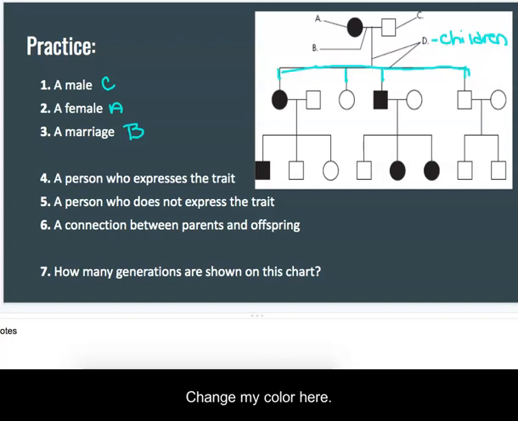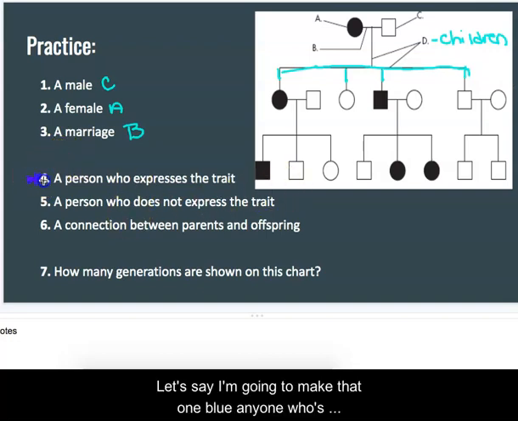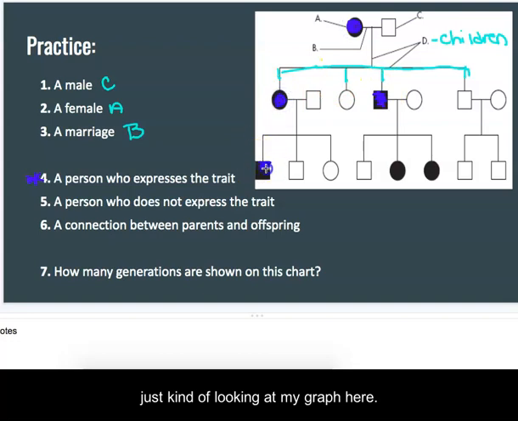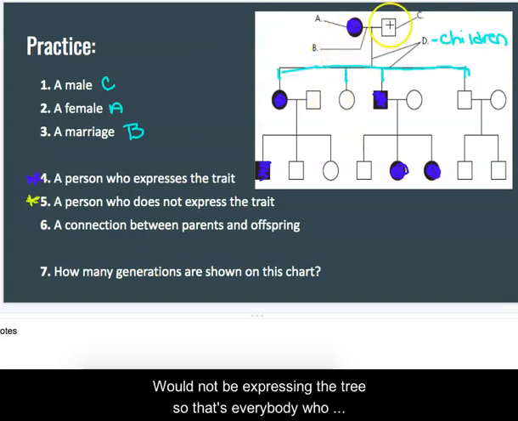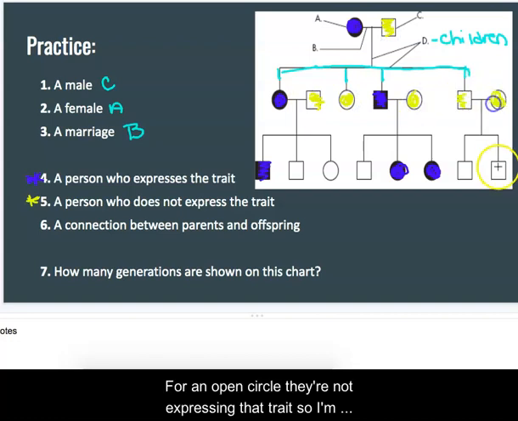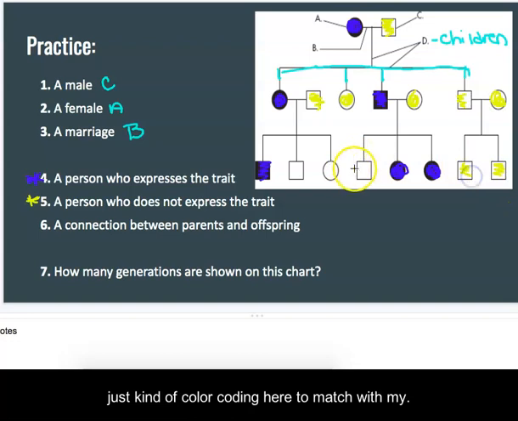I'm going to change my color here. Let's say I'm going to make that one blue. Anyone who's expressing the trait is someone who is shaded in. So just looking at my graph here, anybody who has been shaded in is expressing the trait. Anyone who is not shaded in would not be expressing the trait. So that's everybody who was an open box or an open circle. They're not expressing the trait. So I'm just color coding here to match with my key.